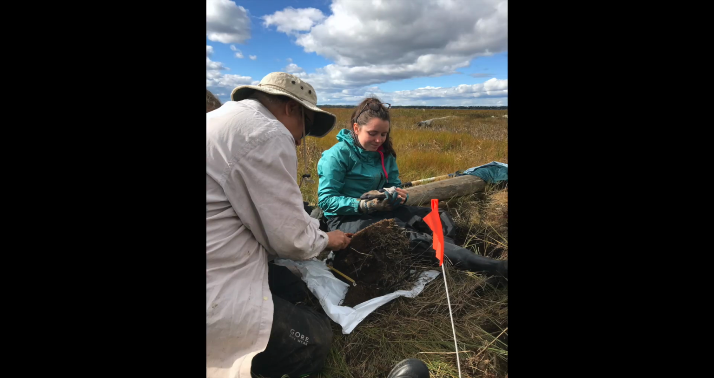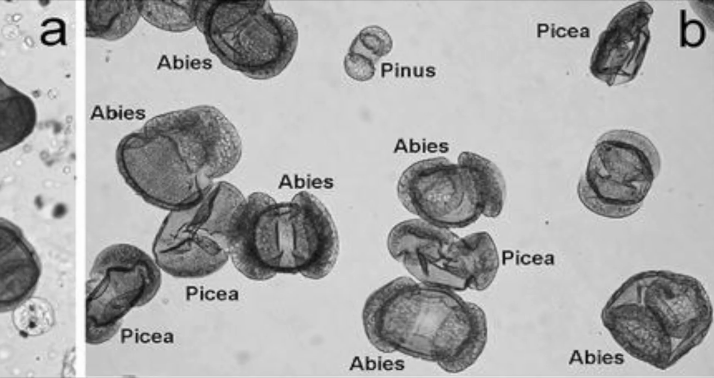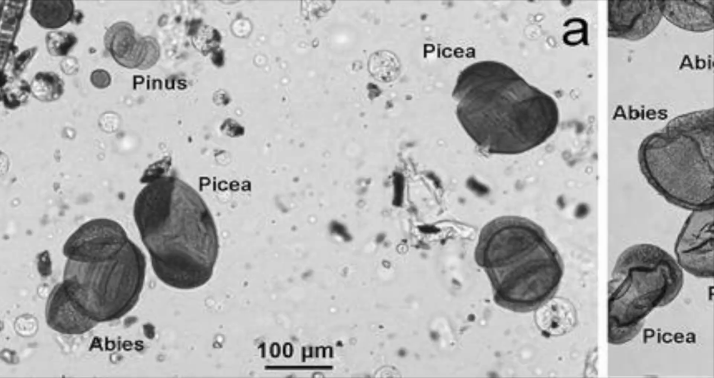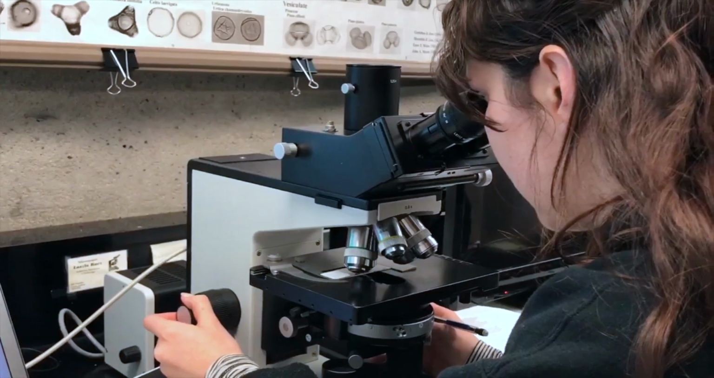We collect palynomorphs by carefully extracting soil cores from the ground, then chemically treating them so that they can be mounted onto microscope slides. We use microscopes to identify pollen grains by their morphological characteristics, like surface texture and shape. The identified taxa are marked by the counter for further analysis.